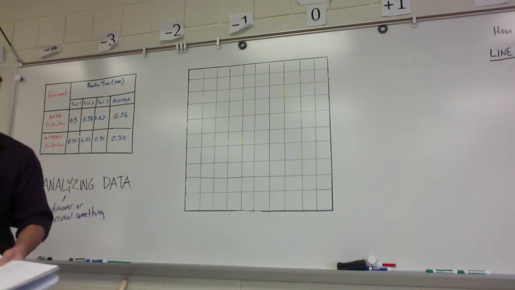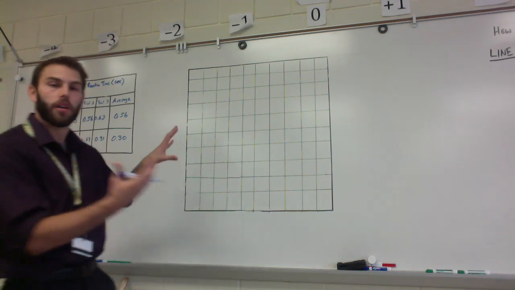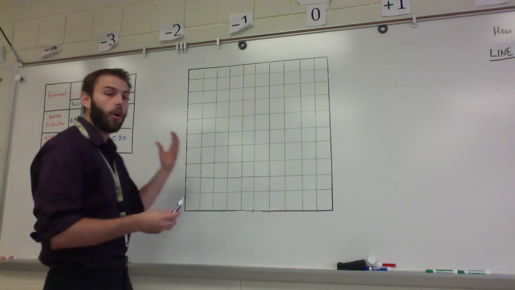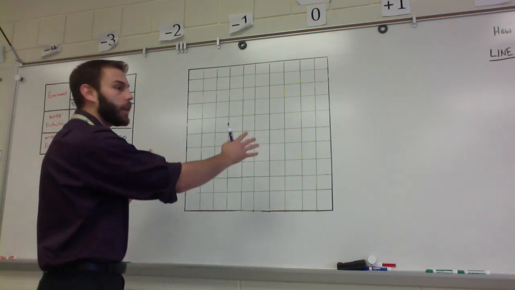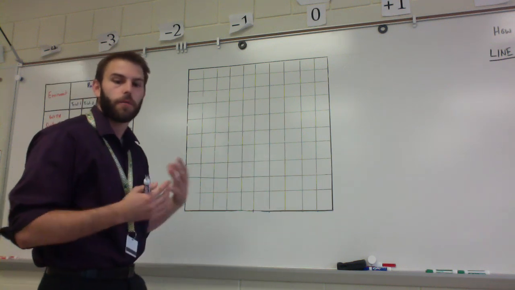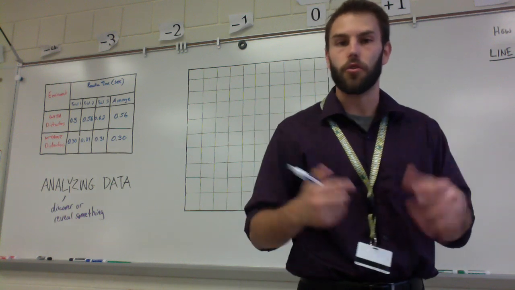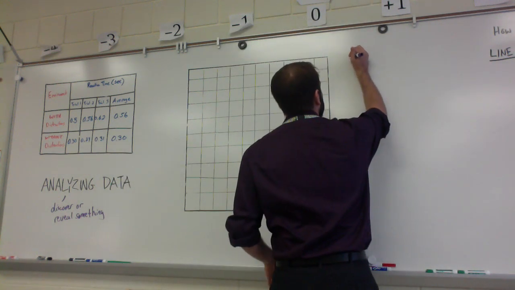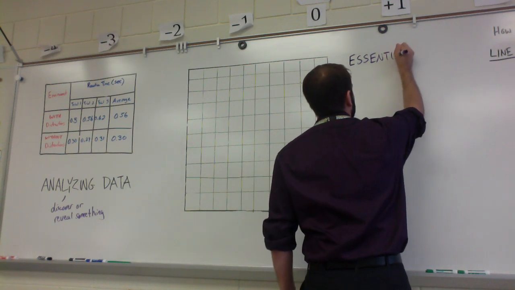So when we analyze data, we're trying to take that data and usually put it in some visual way so that we could pick up on patterns. It's not always a graph, but especially in the beginning of the year, when we analyze data, we're putting it into a graph form. The first thing we need to do when making a graph is that there are essential components. So I'm going to write essential components of constructing a graph.